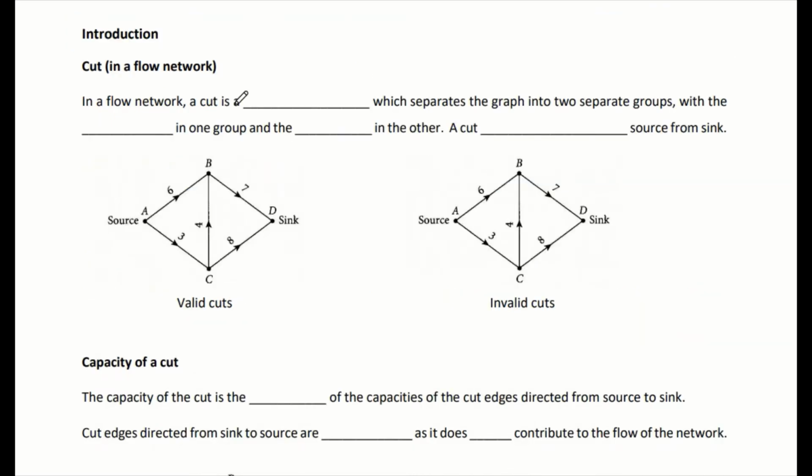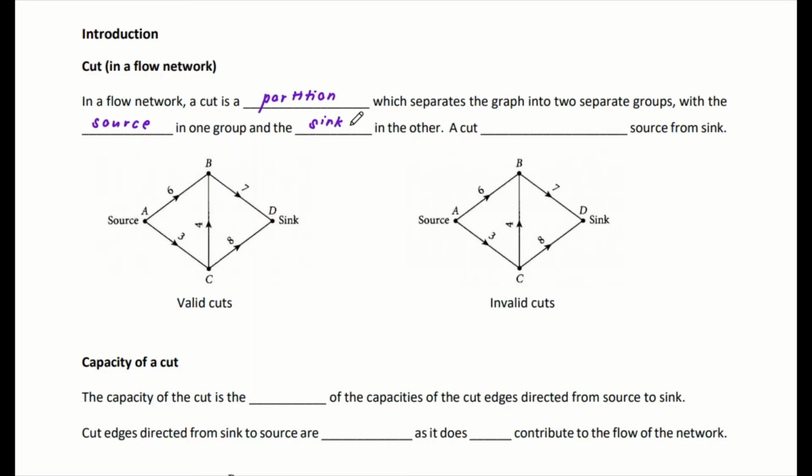So I'll start off with introducing to you what a cut is. In a flow network, a cut is a partition, or you can say a slice, that separates the flow network into two separate groups. You have the source in one group, which is where all your arcs start from, and the sink in the other group, which is where all the arcs go to.